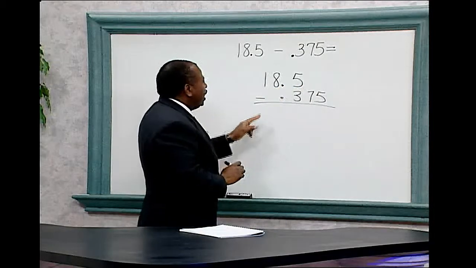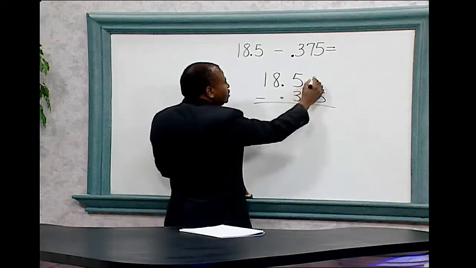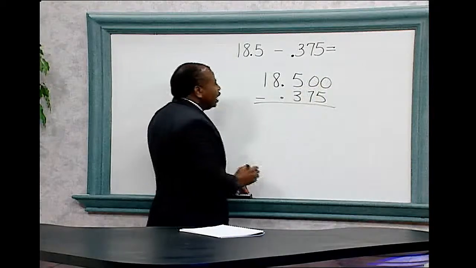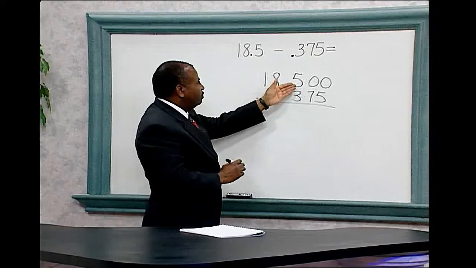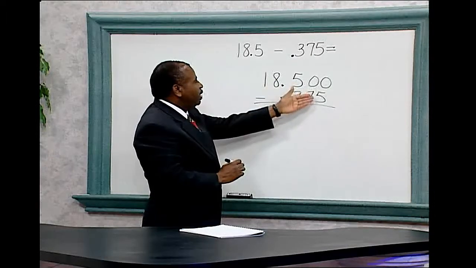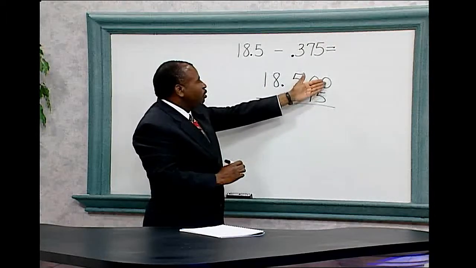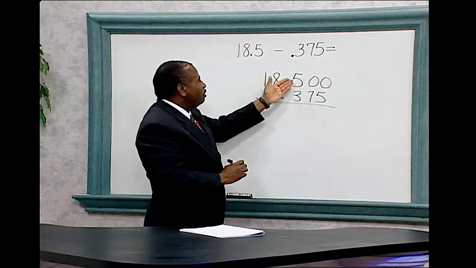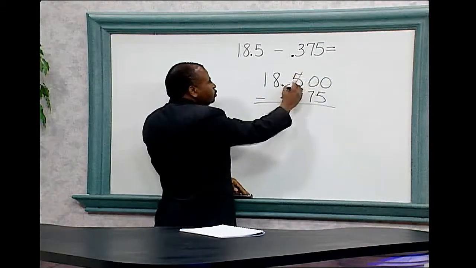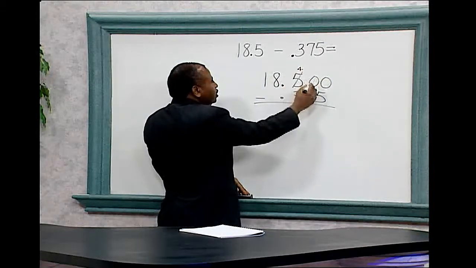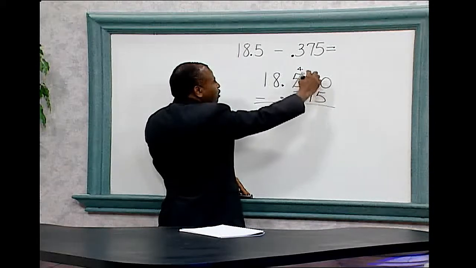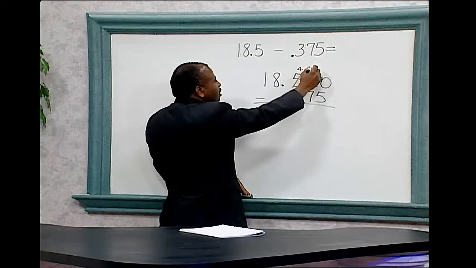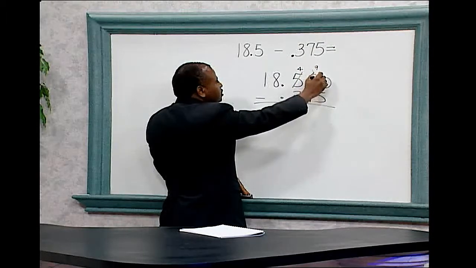18.5 can be rewritten as 18.500 without changing the value of this particular number, 18.5. Now we begin by subtracting 5 from 0. We cannot take. We borrow from this 5, which will leave this 5 a 4. We make this 0 a 10. We will borrow from this 10 a 1, and we'll leave this 10 a 9 to make this 0 a 10.